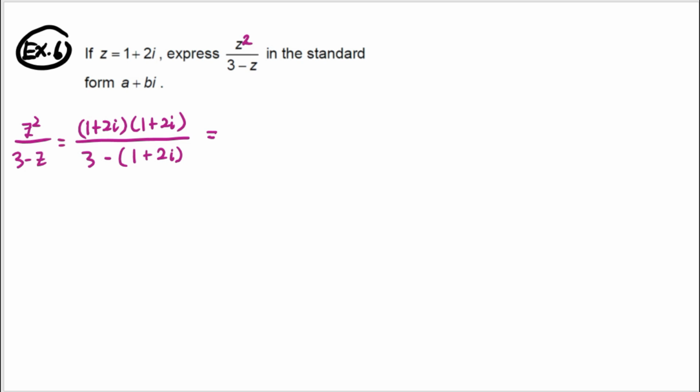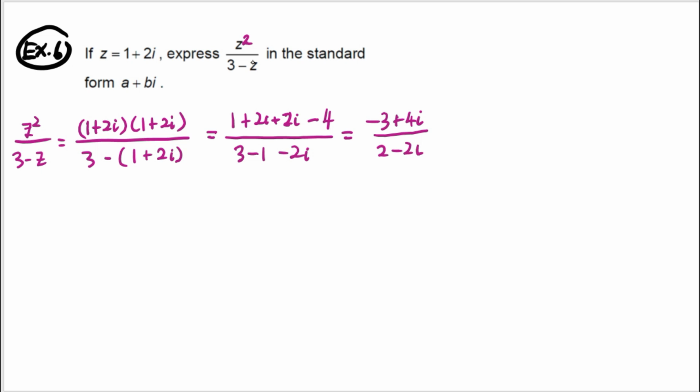Right, now we want to multiply the numerator. So 1 with 1, 1 plus 2i plus 2i. Now 2i multiplied with 2i we get 4i square, meaning that we have minus 4. Divided with 3 minus 1 minus 2i. Okay, now we simplify this one. So 1 minus 4 will be negative 3 plus 4i divided with 2 minus 2i.